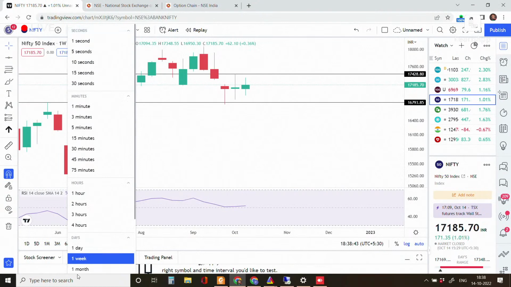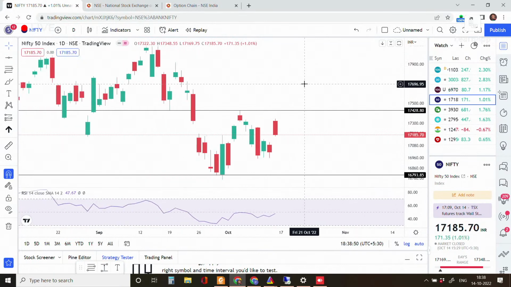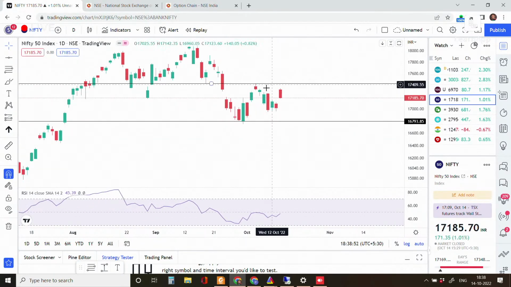Let me go down to the 1 day. On the daily chart, I am watching the 17,000 and 17,200 levels. Yes, they are there. I am also keeping an eye on this swing high. Nifty might see some resistance over here, and if this breaks, then it is good. All right, so Nifty might see some resistance over here. These are the levels on the daily chart which I am watching.